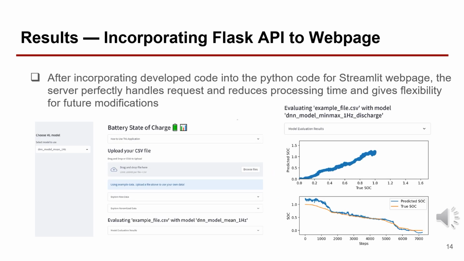In this slide, you can see when the Flask API was incorporated into the web page, which was coded using Python on Streamlit, the server perfectly handles requests, reduces processing time, and gives flexibility for future modifications. You can see in this figure the front end of the web application, and when we upload a CSV file or the dataset file, it returns the output on the right. So it means that the server is working correctly, getting the dataset as input, applying the machine learning model on it and returning the correct response. More details of the front end of the web application are provided by Andrew.